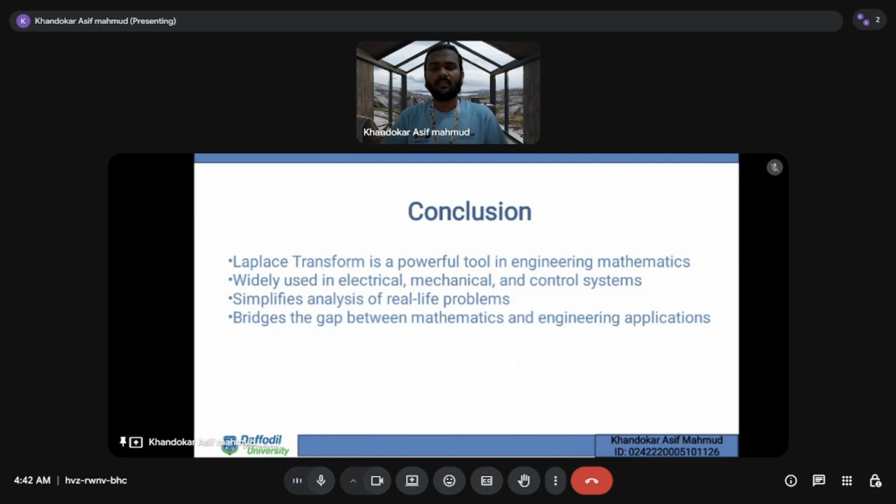Then the conclusion. In conclusion, we can say that Laplace transform is a powerful tool in engineering mathematics. It's widely used in electrical, mechanical, and control systems. It simplifies analysis of real-life problems. It bridges the gap between mathematics and engineering application.